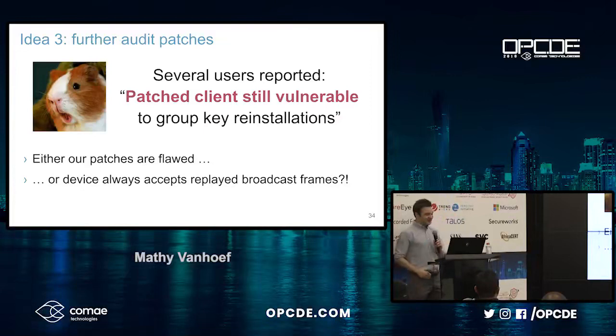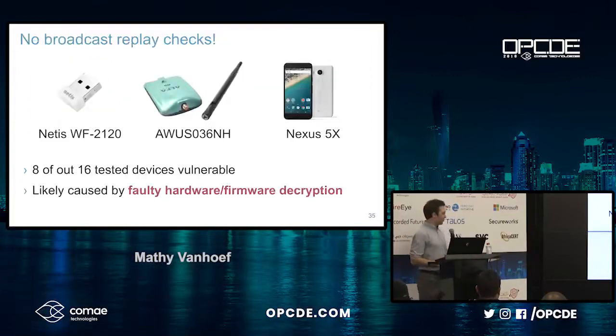But then we tested devices in public. For example, we tested this micro USB adapter, and it indeed accepts replayed broadcast frames. Now you might be thinking, okay, this is just one device, maybe even a cheaper device, and of course cheap devices might be buggy. Then we tested another device, a more popular one, commonly used by hackers as well because it has a wide range. You can receive networks from far away. And again, this device accepts replayed broadcast frames.